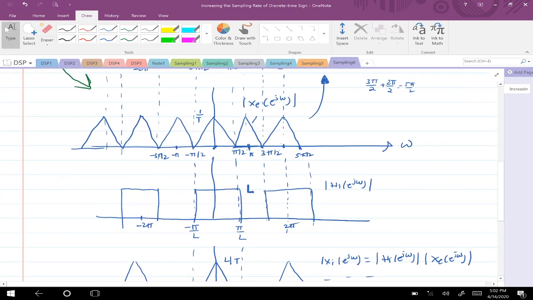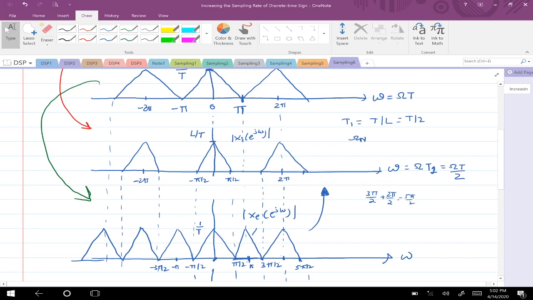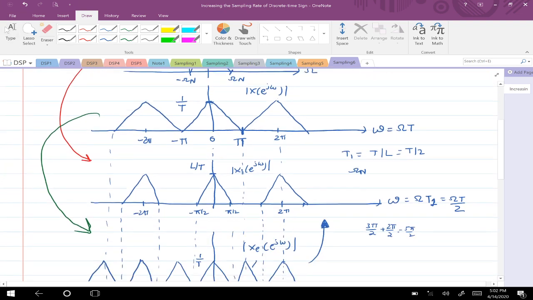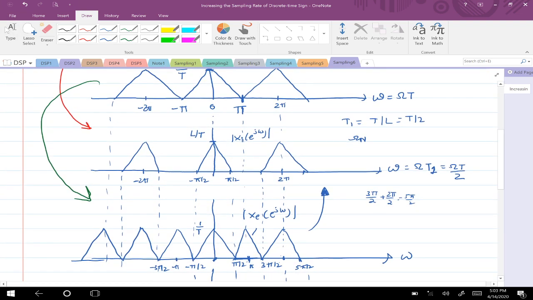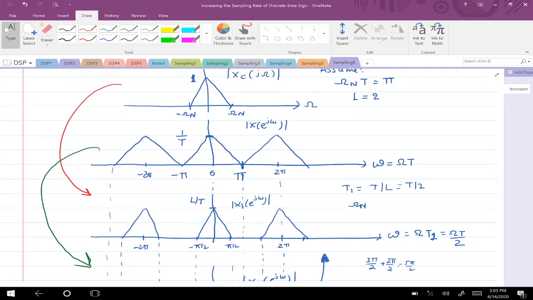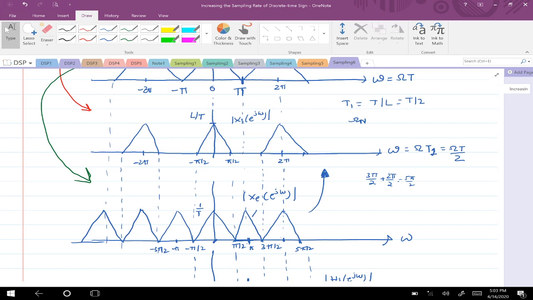To summarize things, to get from x of n to x_i of n, the frequency spectrum of x_i of n, you could do it in 2 steps. We have done it in 2 steps. One, you do a scaling in the omega axis, which in the time domain is equivalent to increasing the spacing by a factor L. And after that you did a low pass filtering.